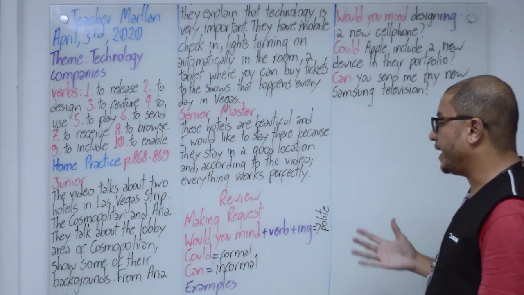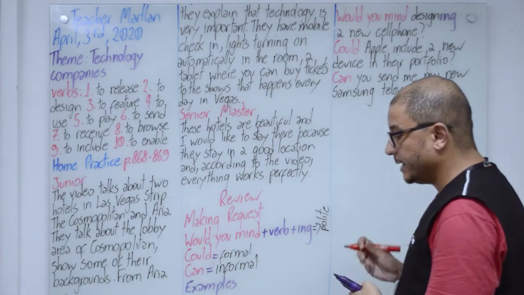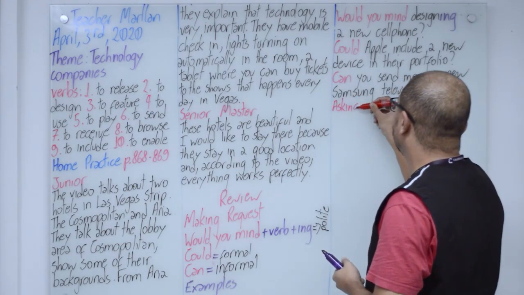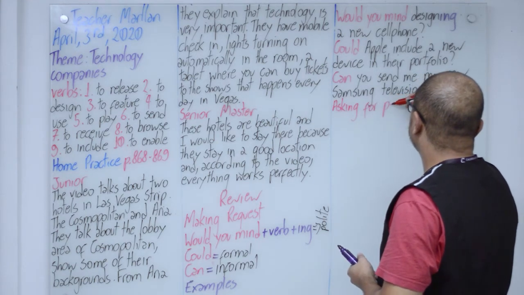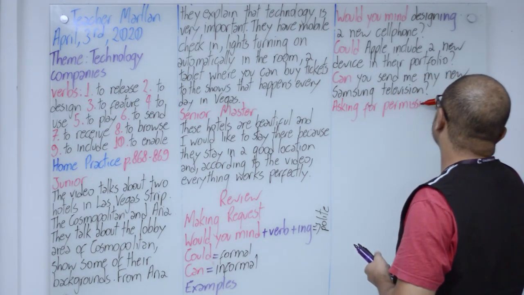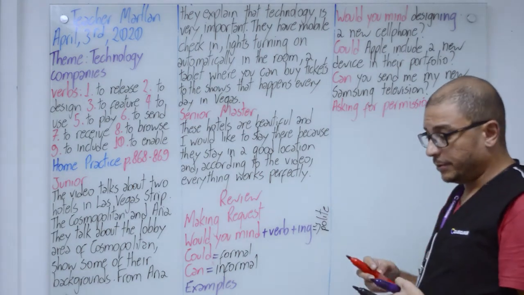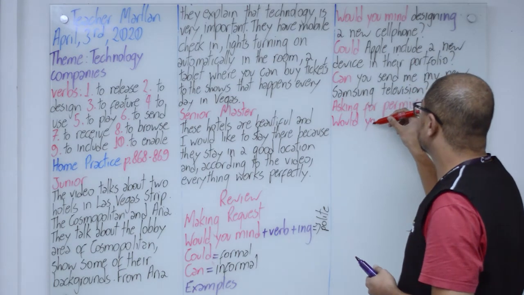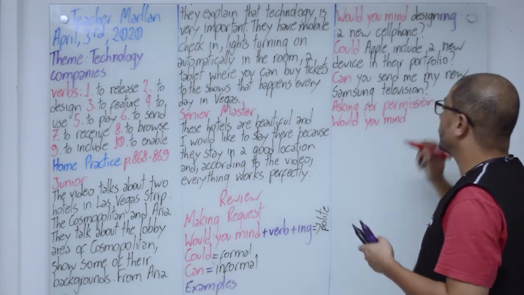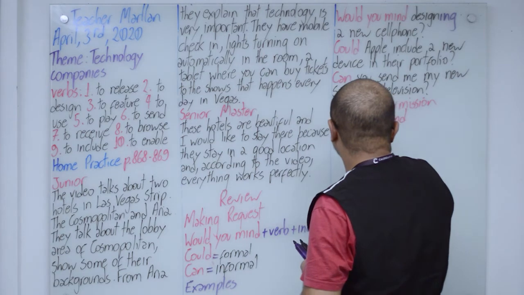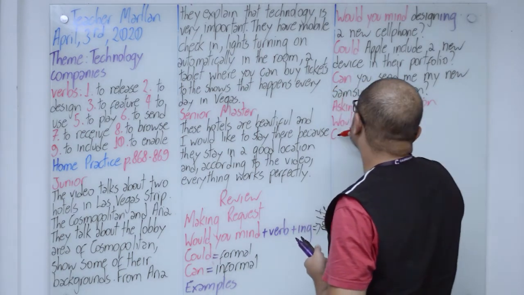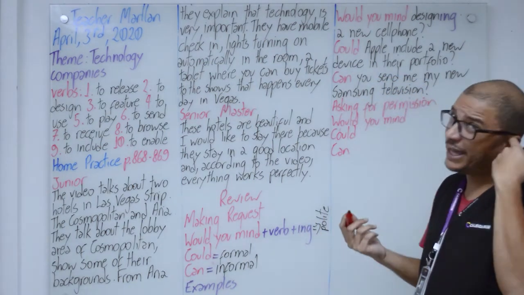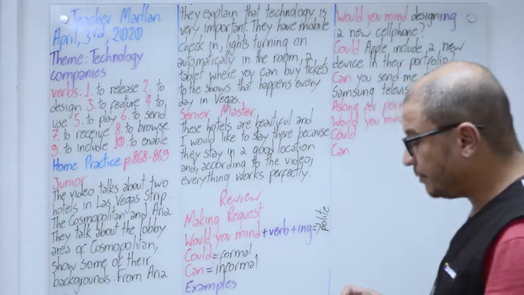Okay, guys, so we have the use of making requests. Then we're going to go to asking for permission. To use for asking for permission, we're also going to use would you mind, could, and can. Okay? We can also use may, we can use shall, but we are going to use only those three.